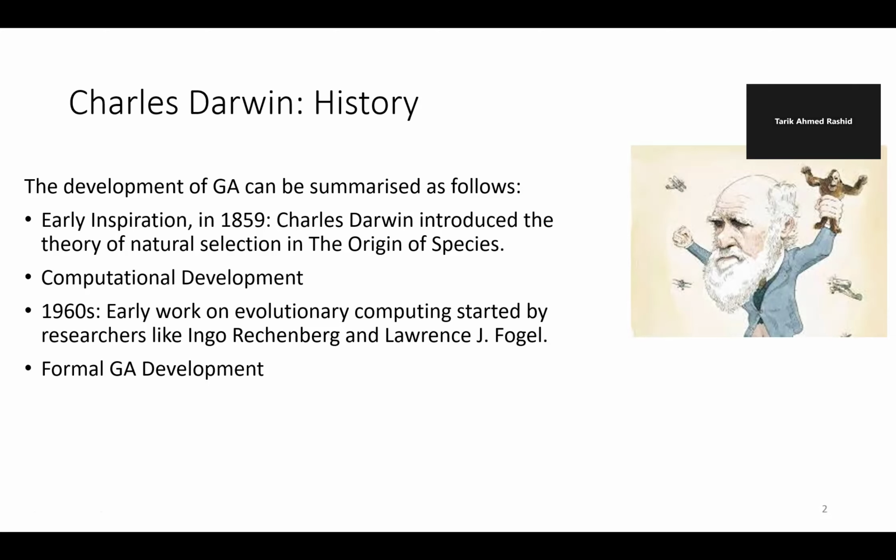In 1985, Charles Darwin coined the theory of natural selection in the origin of species. Now, computational development came in after that. In the 60s, early work on evolutionary computing started by researchers like Ingo Rechenberg and Lawrence J. Fogel. It was kind of formal genetic algorithm design.